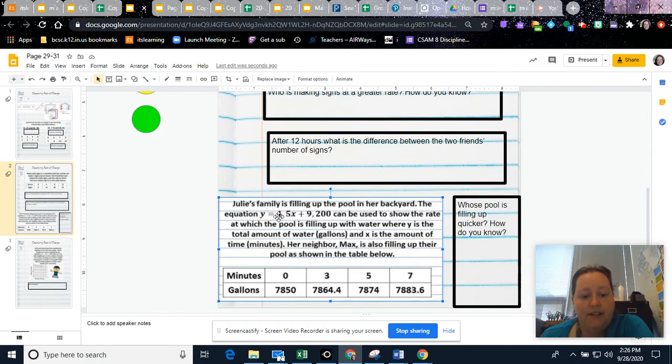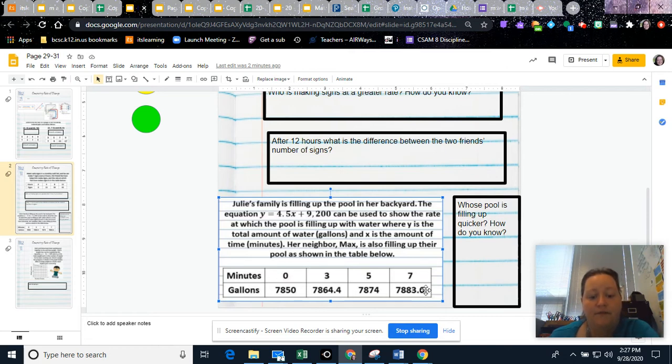Okay, so now you have Julie who's filling up a pool in her backyard with the equation y equals 4.5x plus 9,200. And you can use that to show the rate of change. It's the slope. So the slope is 4.5. That's the rate of change. So Julie's pool is filling up 4.5. And then it says y is in water and x is a minute. So 4.5 gallons per minute.